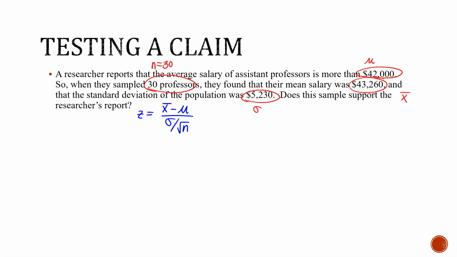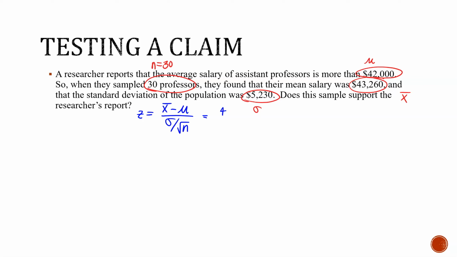I should also mention that because the claim is that the salary is more than $42,000, and we found a salary that was higher than our claim, the $43,260, our data as of right now seems to support it, so we're going to go ahead and test it. Otherwise, if it ended up being less than the $42,000, we would have just rejected it from the start. And so we're going to run this test and see if it supports the claim.